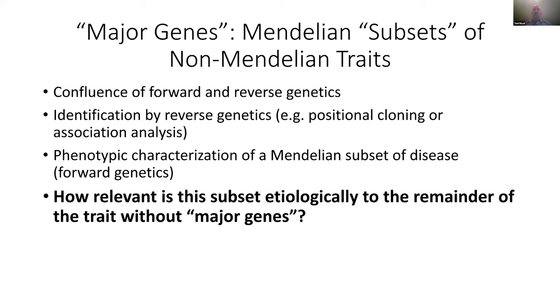I refer to this as the confluence of forward and reverse genetics. Typically, these variants are identified by reverse genetics, positional cloning, or association studies. But basically, what it results in is a phenotypic characterization of a Mendelian subset of disease. But the big question is, how relevant is this subset etiologically to the remainder of the trait that doesn't have a major gene effect?